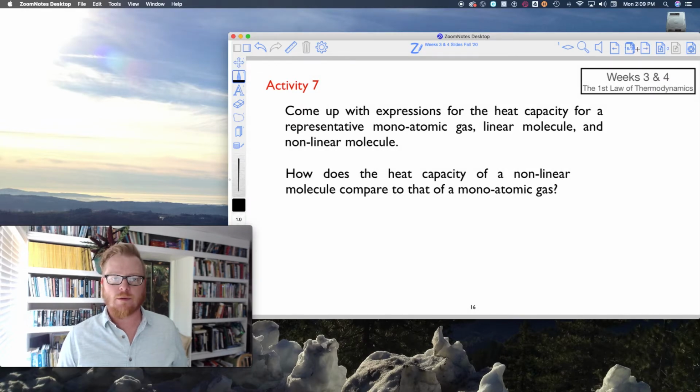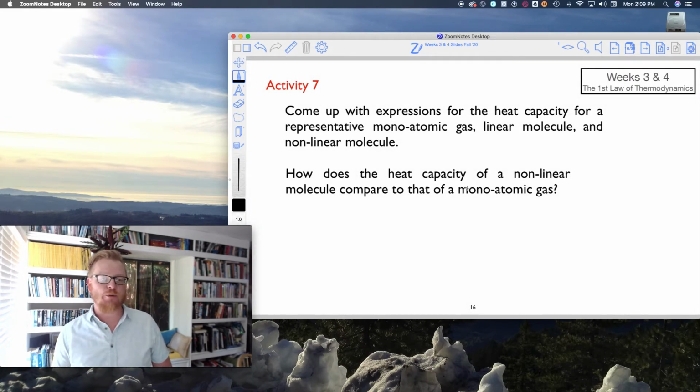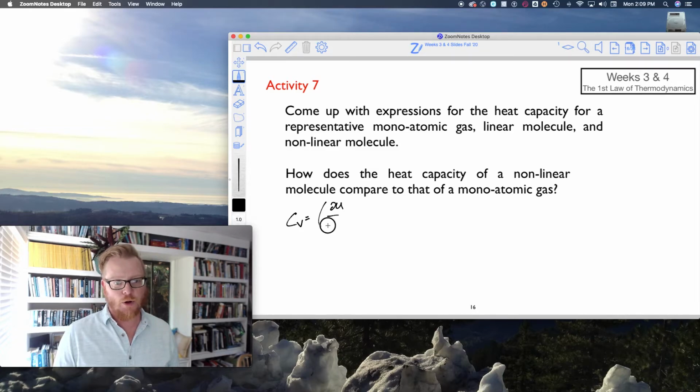So let's do another activity. Come up with expressions for the heat capacity for a representative monatomic gas, linear molecule, and nonlinear molecule. How does heat capacity of a nonlinear molecule compare to that of a monatomic gas? It's the same activity I had you do before, but now you're coming up with heat capacity. Feel free to pause it if you need to. I'm just going to go for it. And I'll remind you that CV equals the partial of U by the partial of T at constant V.